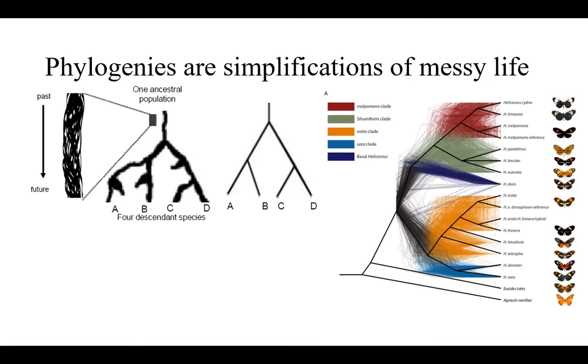We still want a nice box. We can talk about how genomes are complicated. But I think it's cool for you guys to see that these black lines here probably really do represent, in a simplistic way, how those butterflies are related to one another. But individual gene histories in those evolving butterfly populations are a mess.